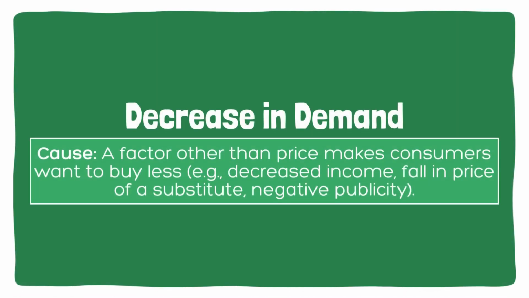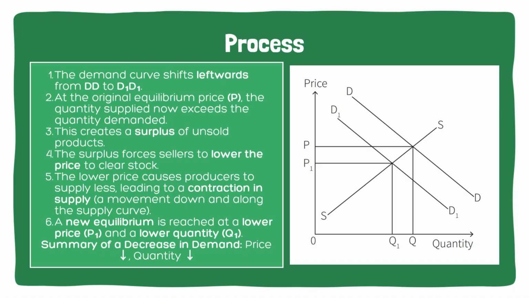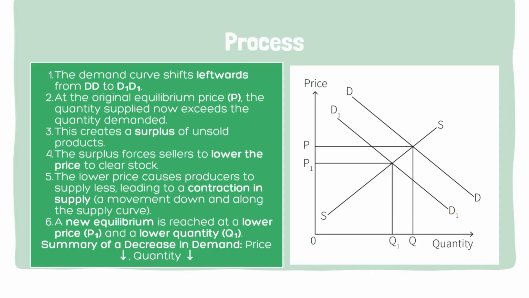On the other hand, if demand decreases, say because of lower incomes, a fall in the price of a substitute, or negative publicity, the demand curve shifts leftward. At the original equilibrium price, supply now exceeds demand, resulting in a surplus. Sellers then lower prices to clear their stock, which causes producers to supply less, leading to a contraction in supply. A new equilibrium is reached at a lower price and a lower quantity. Therefore, when demand decreases, both price and quantity fall.